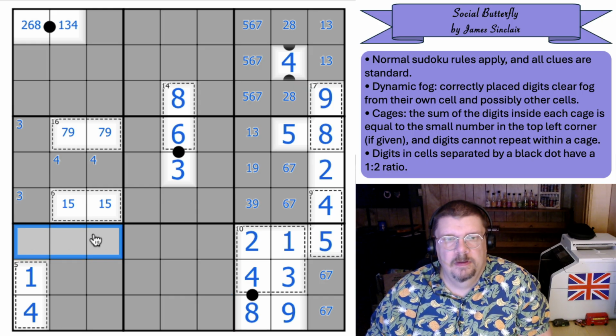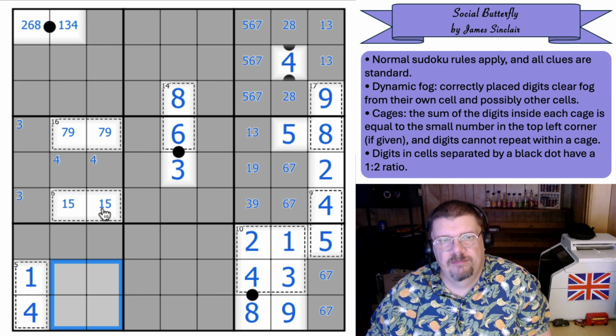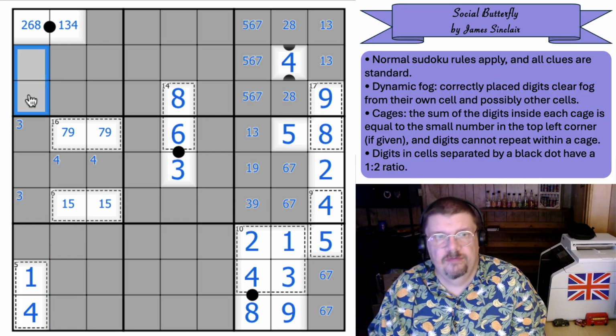Okay. None of those is a 5. That puts 5 in one of those 4 cells. But the 5 that's in one of those 4 cells, plus the one of the 5s there, is all the 5s I expect to use in columns 2 and 3. So therefore, there is a 5 in one of those 2.